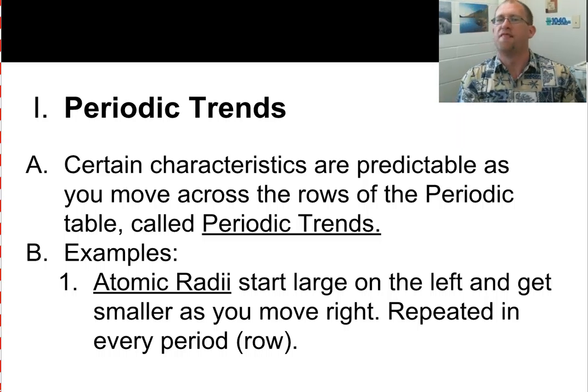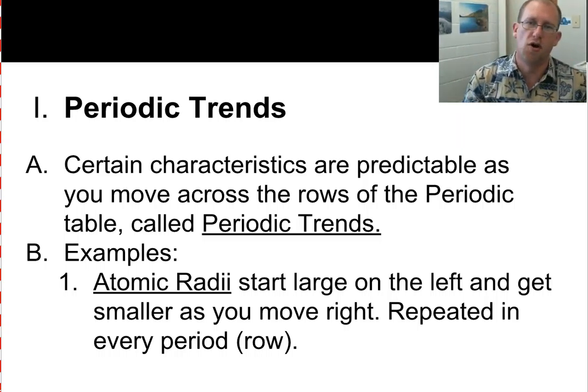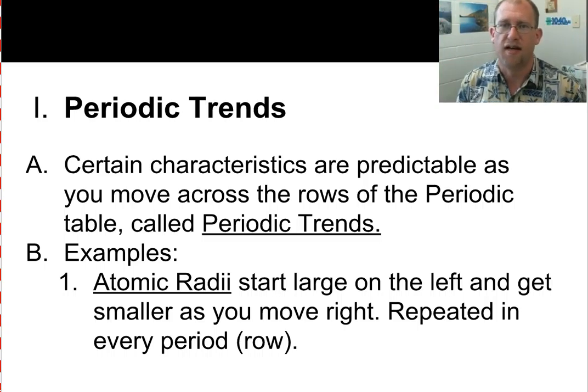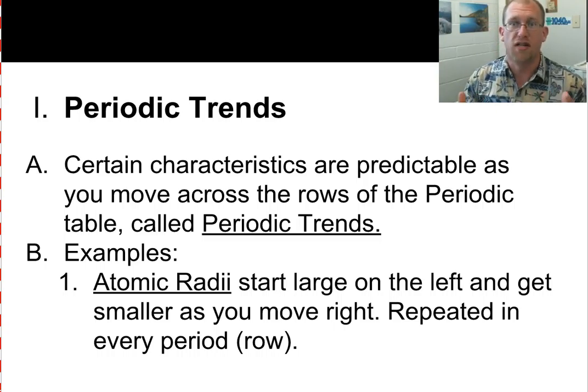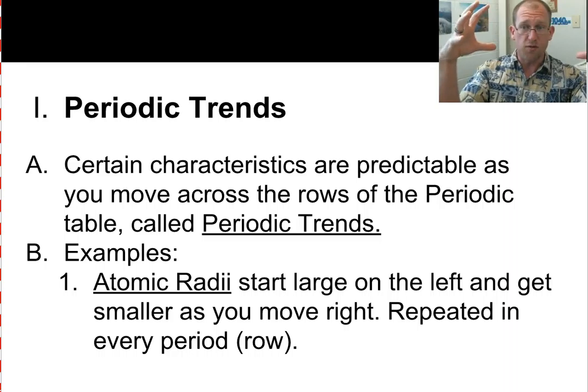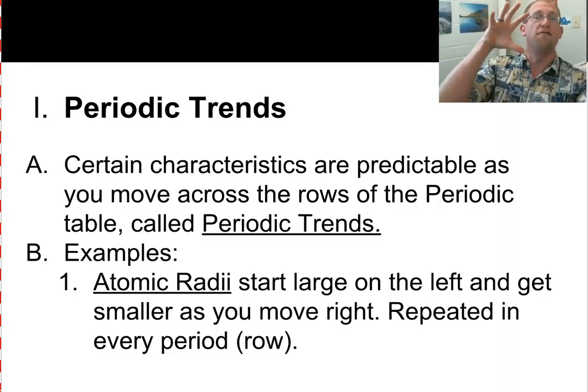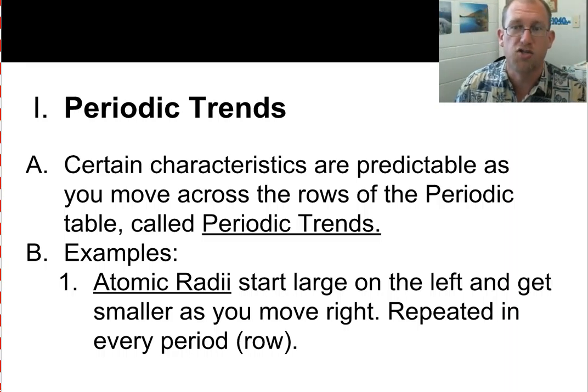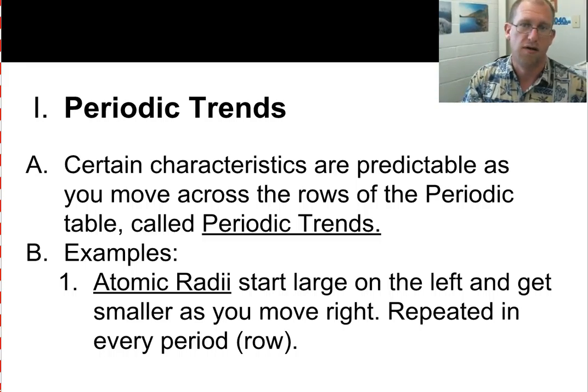Kind of cool. But then when you start over on the next row, it gets bigger again. And the reason for that is we've added another shell, right? Row 1 is electron energy level 1. Row 2 is energy level 2. So 1 can get smaller, but then you add 2 to it. And then 2 can get smaller, and then you add 3 to it. And 3 can get smaller, and then you add 4 to it. So it keeps getting bigger as you move down, but it gets smaller as you move over.